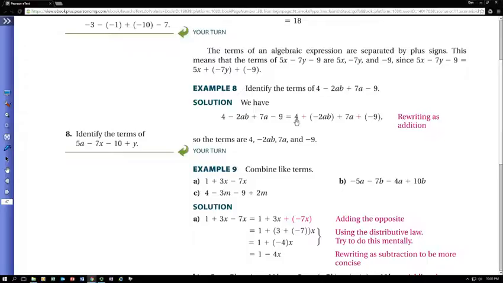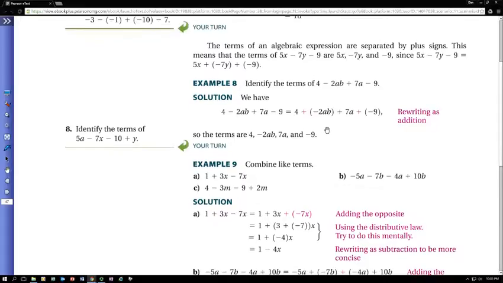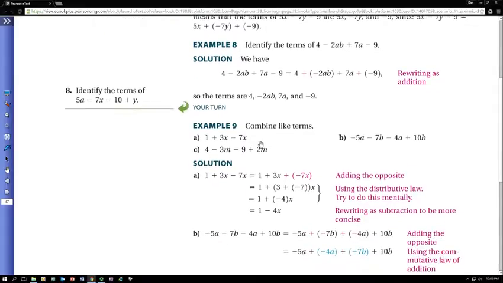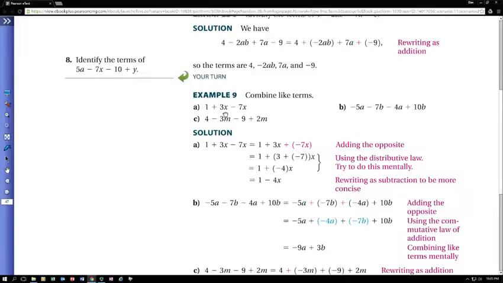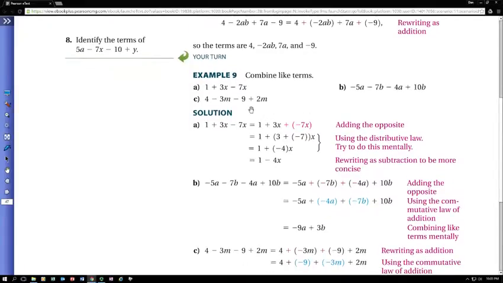I can change the order. I can add 4 plus -9. I can change that order and simplify some stuff if I need to. Same thing here. And that's all they're doing really, is I can convert that from a subtraction to addition.